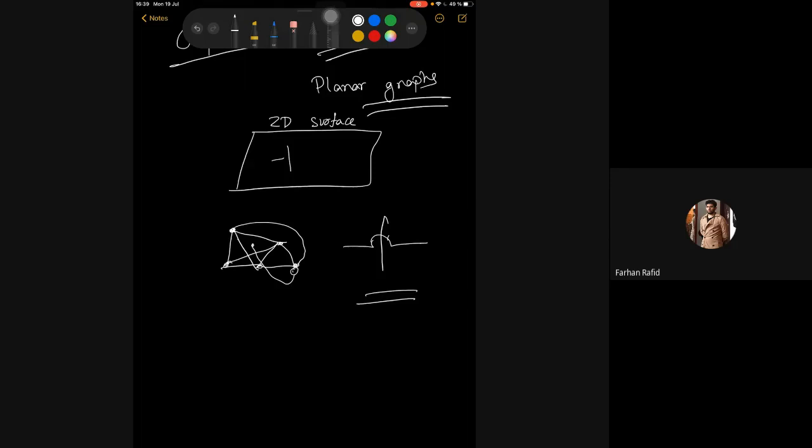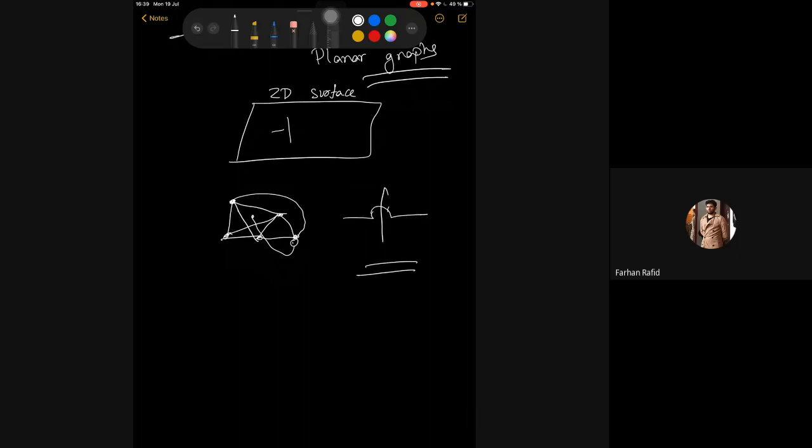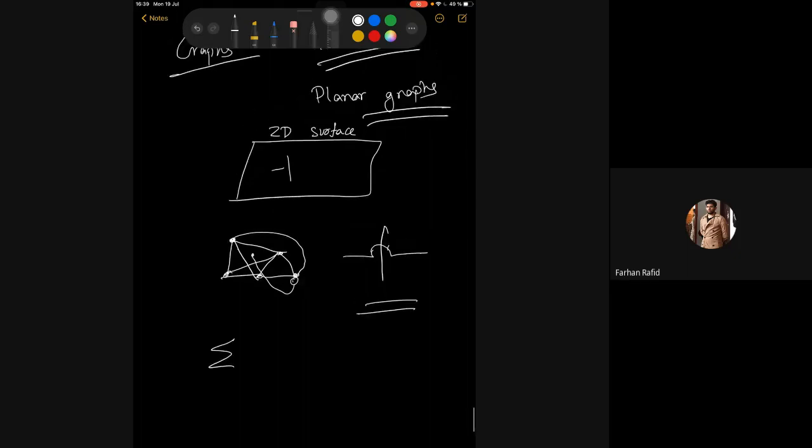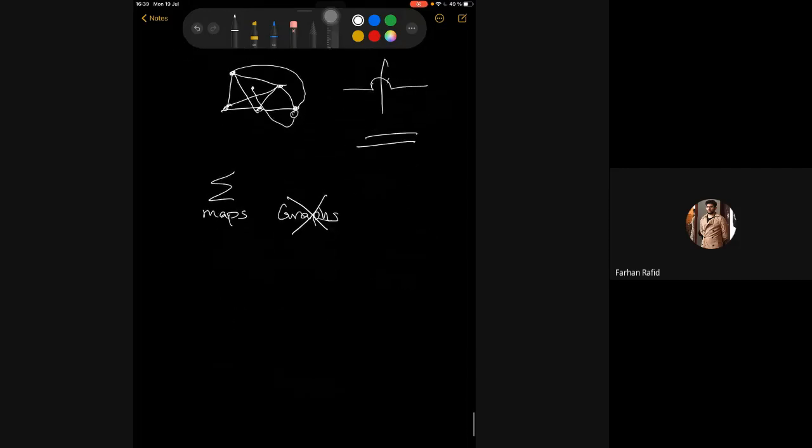So this is one of the ideas. To describe a 2-dimensional surface, we need a sum over maps, not graphs. Graphs are not a good idea. This is the motivation for studying maps. So what are maps? Or in more formal language, they're called planar graphs.